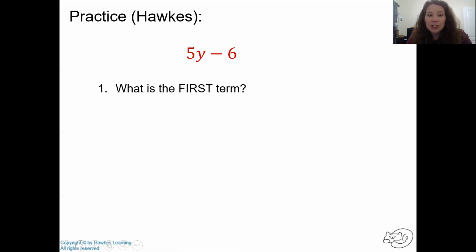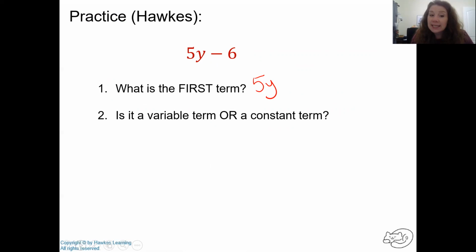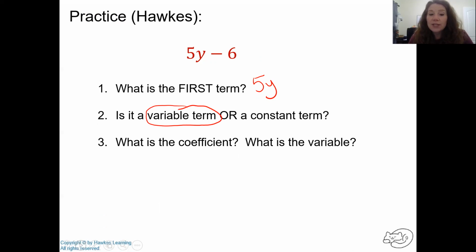You'll be given an expression like this, and one of the questions will be, what is the first term? So the first term in this expression is 5y. The second question will be something like, is this a variable term or a constant term? So we're going to say it's a variable term. You would click the box that says variable term. What is the coefficient? Well, the coefficient in this term is 5. What is the variable? It's y. And I think Hawks asked that in the opposite order. The first thing it'll ask is what's the variable, and then what's the coefficient.